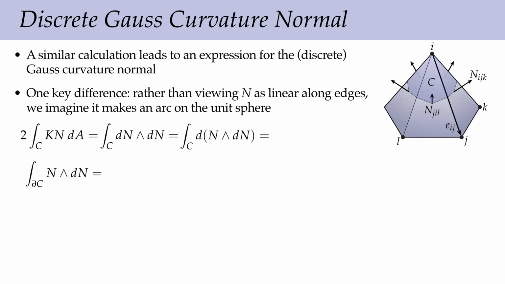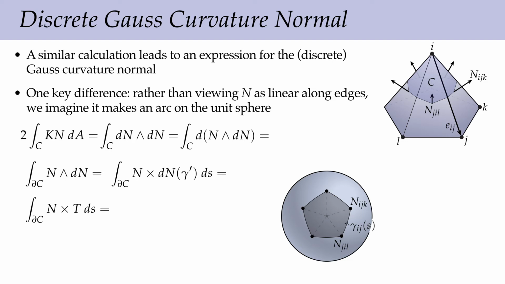So in this case, dn is my differential one form. As I walk along the boundary, what am I going to do? I just take the unit tangent along the boundary and I plug it into dn. Right? So I can also write this integral as n cross dn of gamma prime with respect to arc length, or in other words, n cross the unit tangent of the curve with respect to arc length. Okay, what curve am I thinking about? So here's the picture. The Gauss map takes me to the sphere.